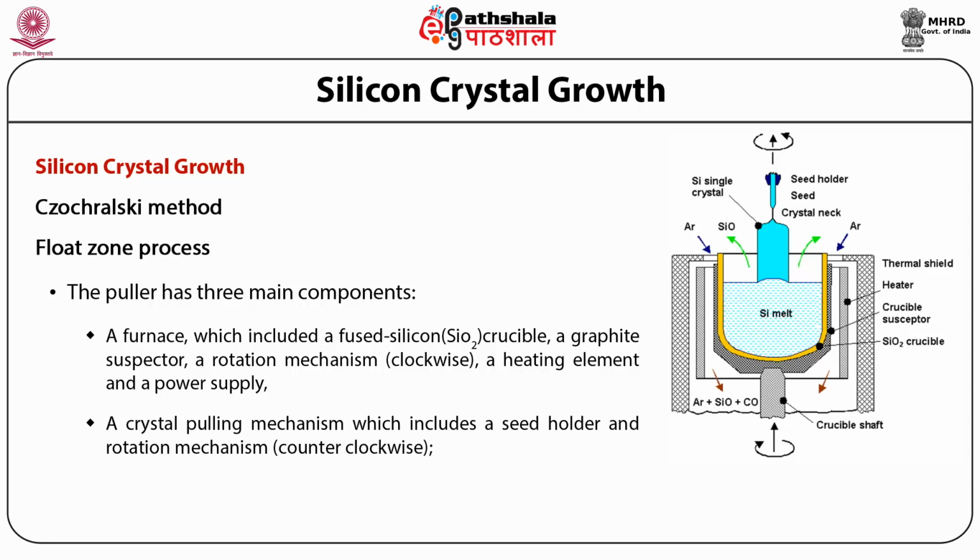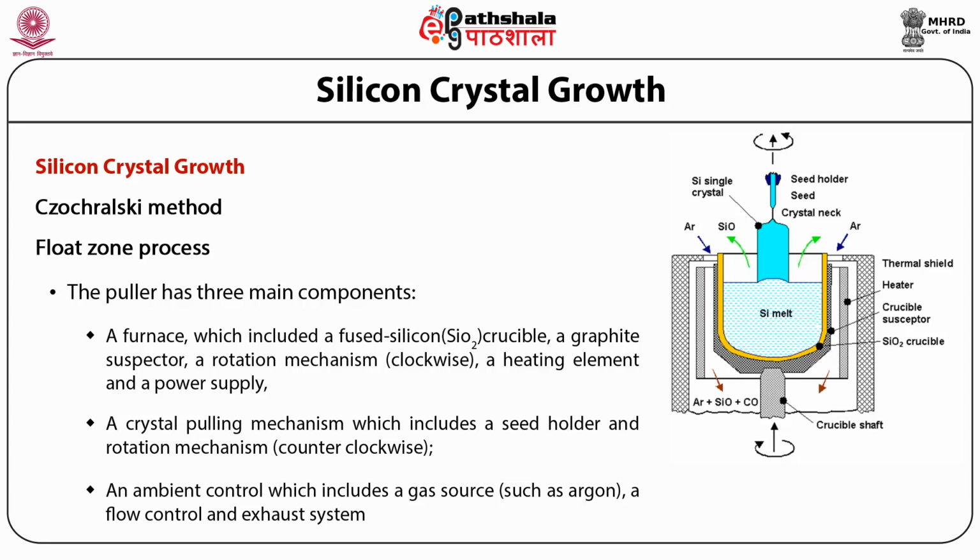Second is a crystal pulling mechanism which includes a seed holder and rotation mechanism counterclockwise, and an ambient control which includes a gas source such as argon, a flow control and exhaust system. The puller has an overall microprocessor based control system to control the process parameters such as temperature, crystal diameter, pull rate, and rotation speeds. In the crystal growing process, polycrystalline silicon (EGS) is placed in the crucible and the furnace is heated above the melting temperature of silicon.